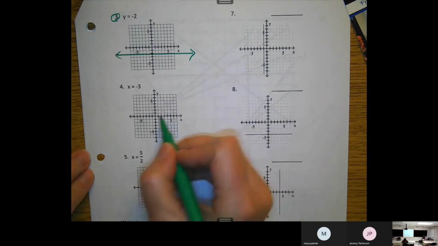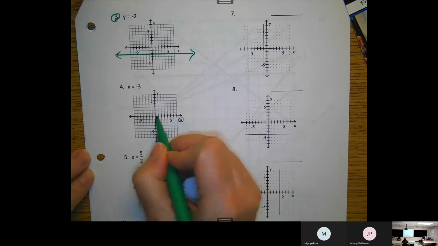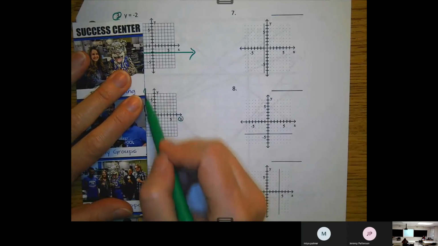What are you guys thinking for number 4 then? Horizontal or vertical? Vertical. All right. So this time the x-axis at -3. Great.